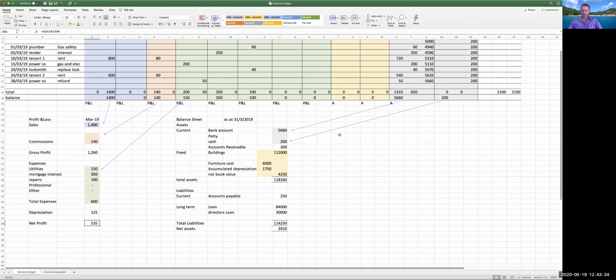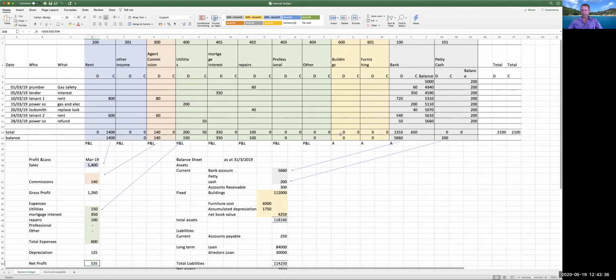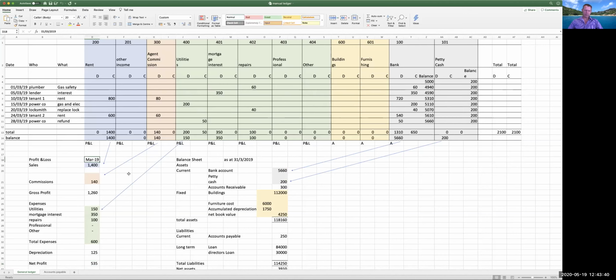Okay, so what we've got here, and remember we talked about, look at this period of time, profit and loss, period of time, beginning of March to end of March. Okay, the addition of all the transactions within that period of time. Balance sheet, snapshot, 31st of March. The balance sheet is as at 31st of March.